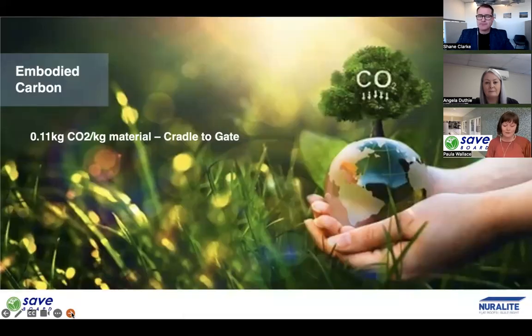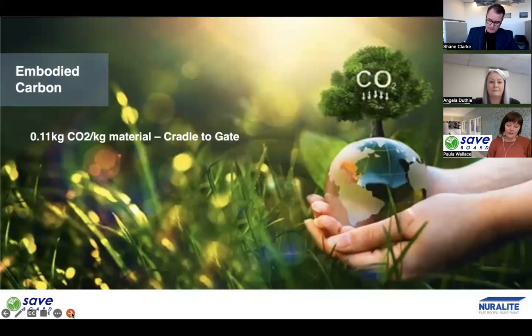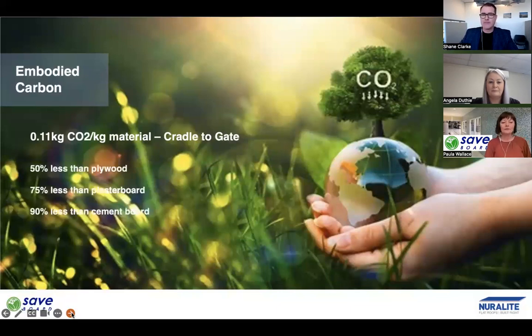Our next slide is embodied carbon, my favorite, because I love it. Our embodied carbon has been calculated on cradle to gate. It is 0.11 kilos of CO2 per kilo of material. So what does that mean compared to other traditional building products in the market? Our carbon footprint is 50% less than ply, 75% less than plasterboard, and a whopping 90% less than cement board.